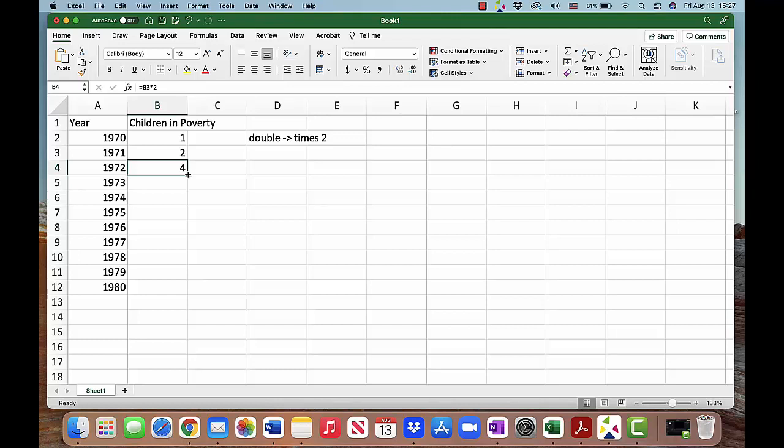And instead of typing up a formula each time, Excel has a feature that if you grab the bottom right square and just drag it along, it will do it for you. You see what it does? It takes the number from before and it's doubling it. Times 2, times 2, times 2, times 2. So over the course of the decade, we go from 1 to 1,024 children living in poverty. So here's what we got so far.